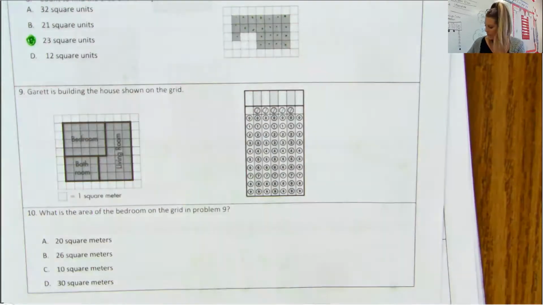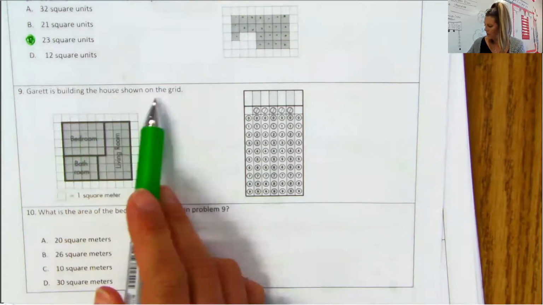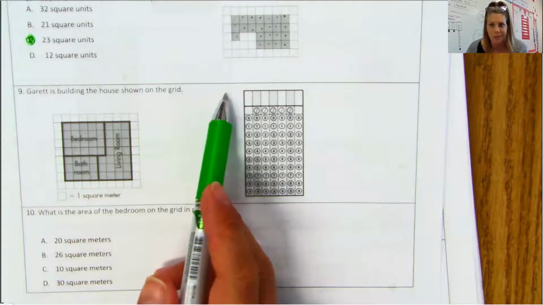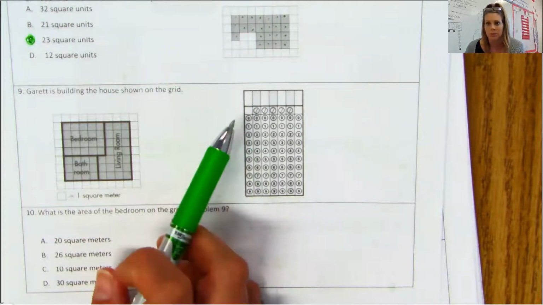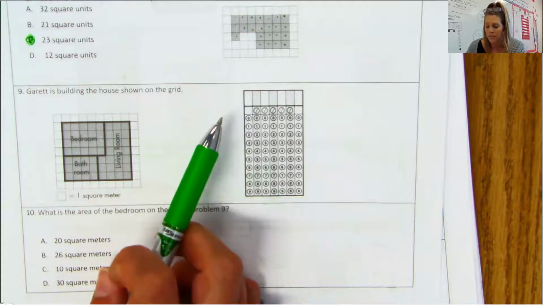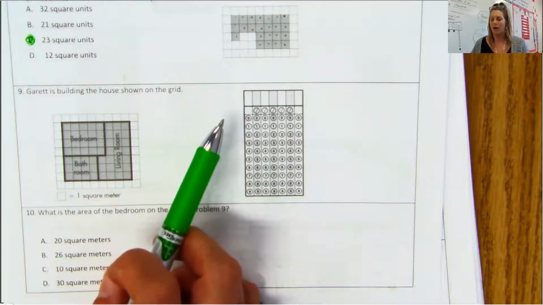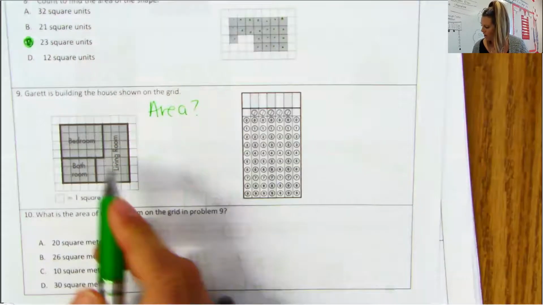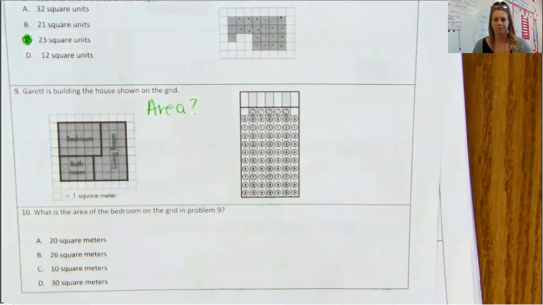Oh, here's one about Mr. Garrett. Garrett is building a house shown on the grid. It doesn't ask you a question here. Remember, I didn't make this test. Mrs. Peters didn't write this. Okay. But I want you to take a minute and figure out the area. What is the area of Garrett's house?